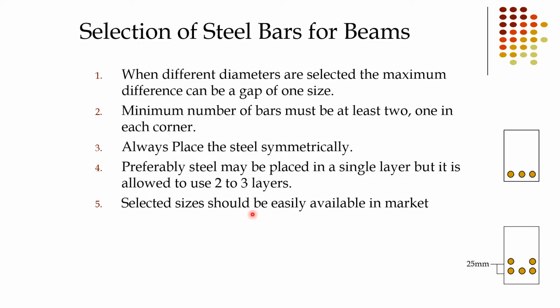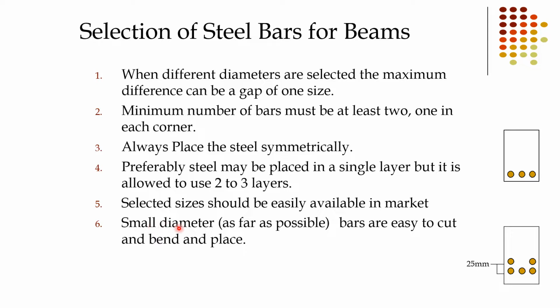Selected sizes should be easily available in the market. That is the most important part. In your area or your city, you have to visit the market to see what bar sizes are easily available. Sometimes some bar sizes are not available easily. For example, 19 millimeter or 16 millimeter bars are sometimes not present in the market.